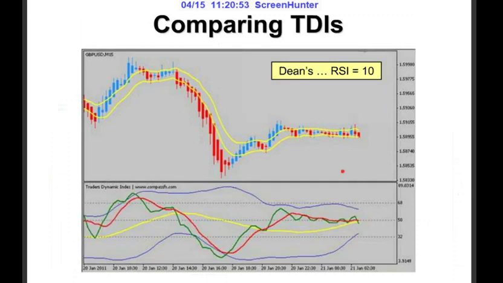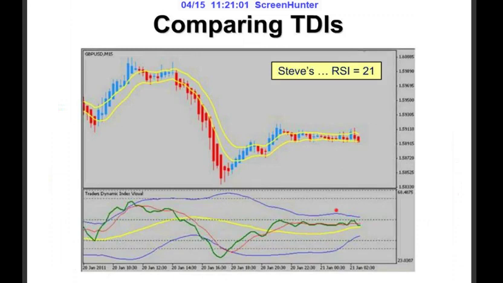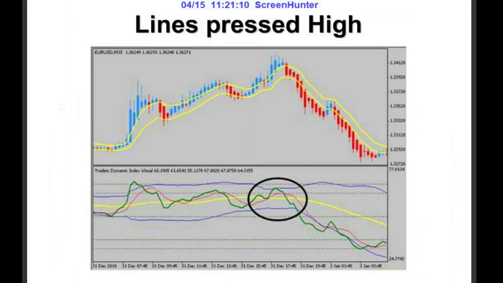Now, something I shared with everyone in Orlando was look for the lines to compress high, low, and sometimes in the center. So one thing to look for is when all the lines compress. I was trying to find one where they were compressed and way up high, but when they get compressed and they get up around the 63, 68 area or higher, just be ready for the fall. It will happen.